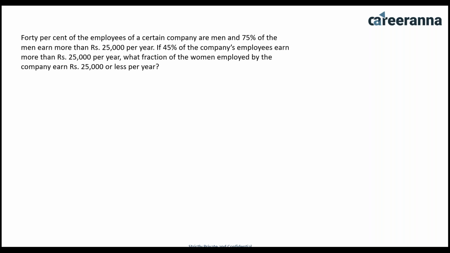So this question is here on your screen. 40% of the employees of a certain company are men, and 75% of men earn more than 25,000 per year. If 45% of the company's employees earn more than 25,000 per year, what fraction of the women employed by the company earn 25,000 or less per year? This is the question. Please try to solve it.